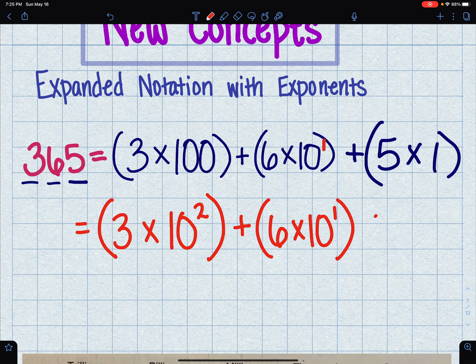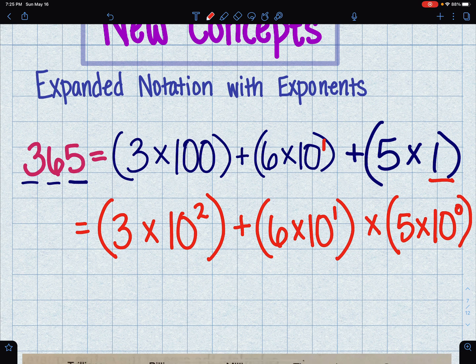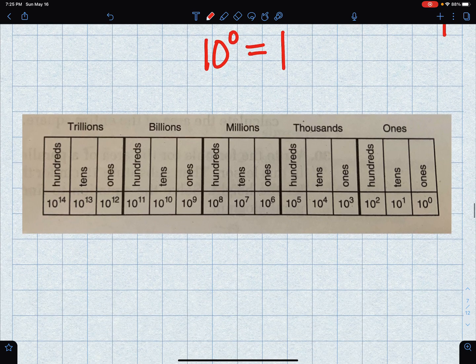Then we write 5 times 10 because everything is times 10, but there are zero zeros, so we put a 0: 5 times 10 to the 0. 10 to the 0 means we don't even have a 10. We have 0 tens. We just have a 1. So 10 to the 0 always means 1. It's the same as 1 because we don't even have 10. We have 0 tens.